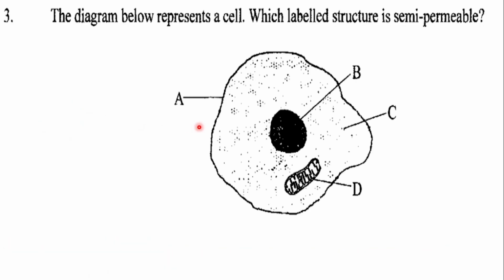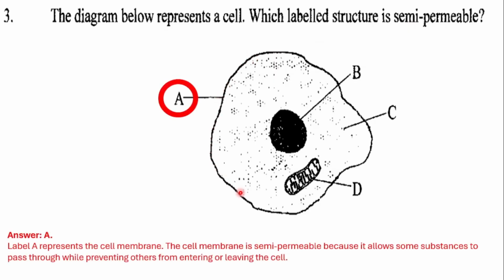Let's move on to question number 3, and it says the diagram below represents a cell. Which labeled structure is semi-permeable? Now the answer is definitely going to be A, because A points to the cell membrane, and the cell membrane is a semi-permeable membrane. Label A represents the cell membrane. The cell membrane is semi-permeable because it allows some substances to pass through while preventing others from entering or leaving. So the correct answer is definitely going to be A.